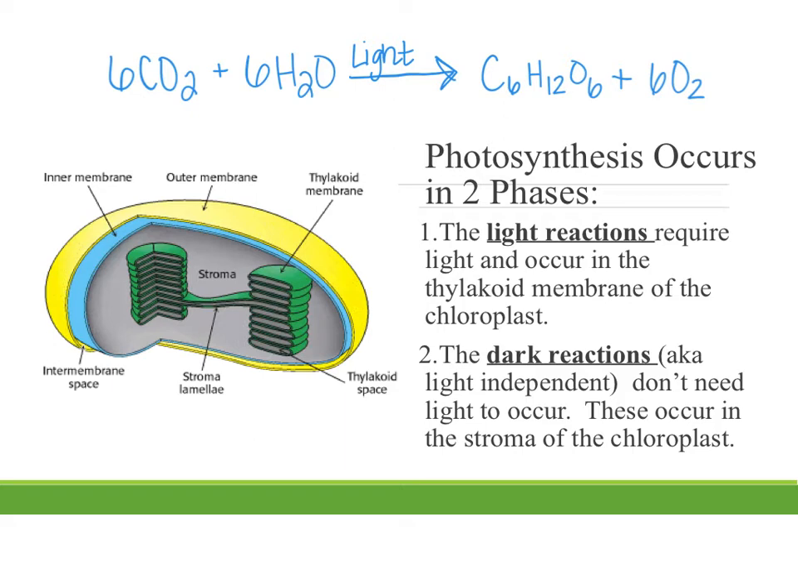The second phase is called the dark reactions, or the light-independent reactions. This one doesn't need light to occur, and these ones take place in the stroma of the chloroplast. So this here, this gray space, is all the stroma. This is just like a fluid-filled space surrounding the thylakoids.